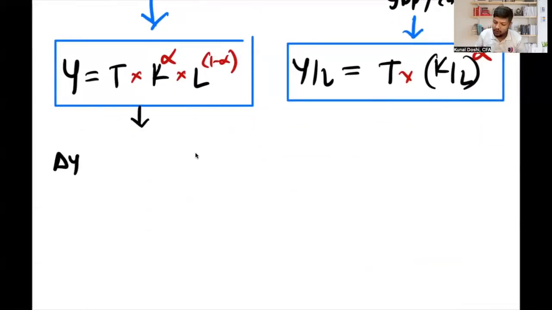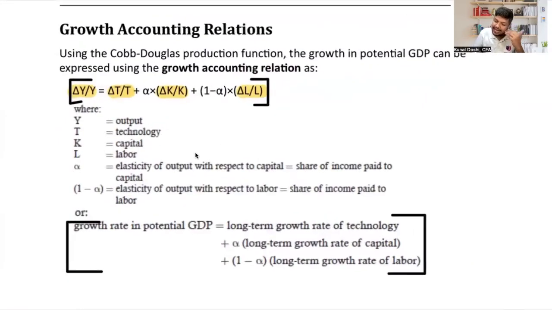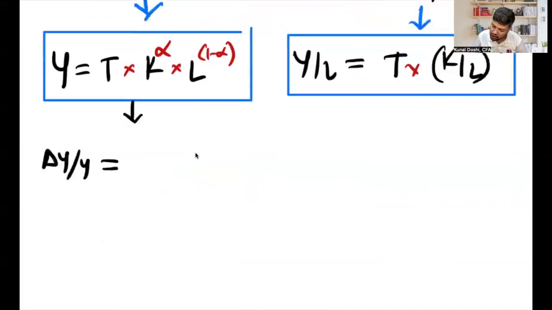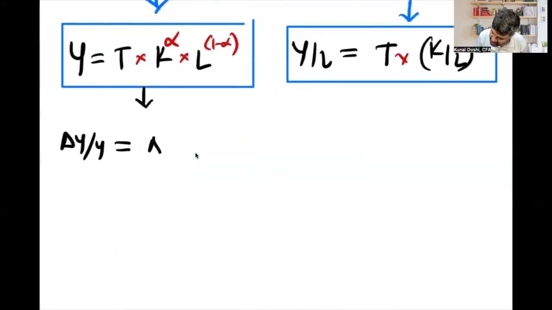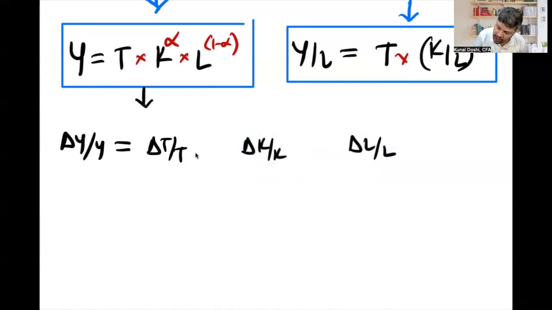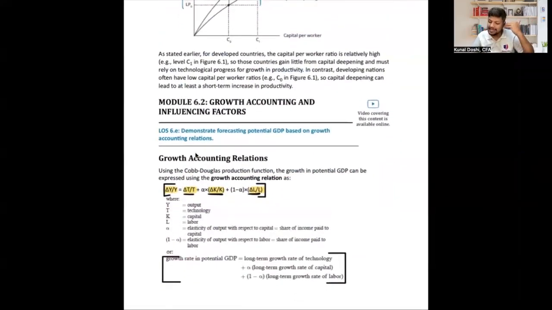change in Y, what does it mean? Change in Y over Y, correct? Right? That is equal to the change in all three components: technology, capital, and labor. So see here, the technology, capital, and labor. Change in T, change in K, change in L. Isn't it? Similar thing, correct? But now this is the main formula that we are going to use. Again, if you see change in Y, same thing: change in technology, change in capital, change in labor.